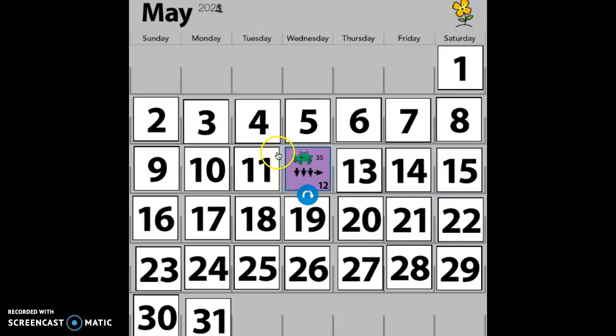Hey friends, here is today's card. Please write 35, down arrow, down arrow, down arrow, right arrow. So 35, down, down, down, right. So if Tad starts on 35 and he makes 3 hops straight down on the hundreds chart and then 1 hop to the right, what number will he land on? Press pause if you need more time to do that.